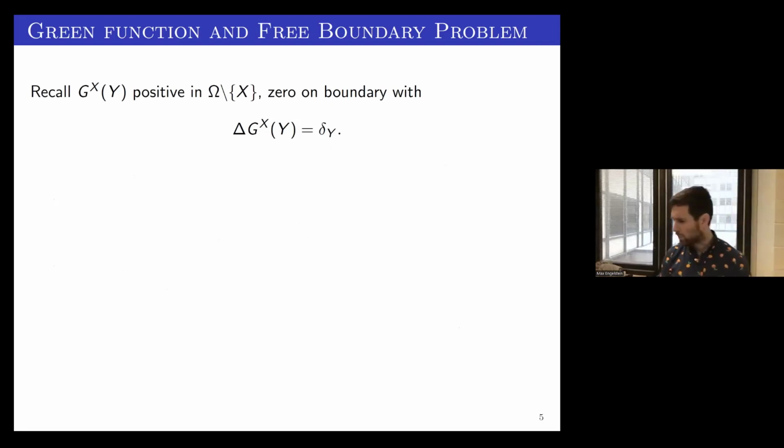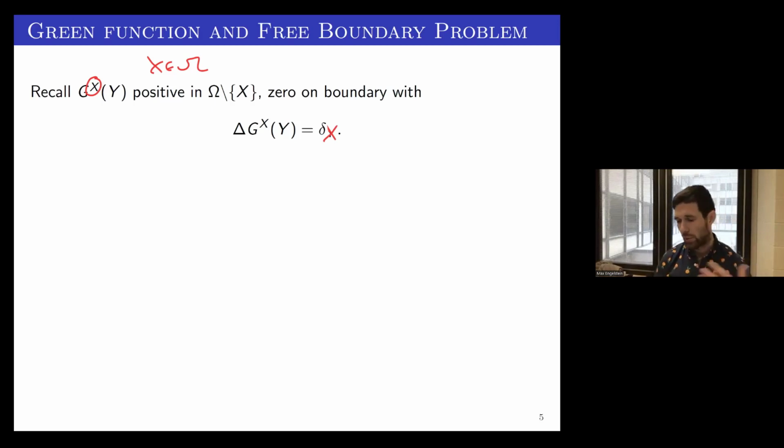And I'm sort of speeding through things, so hopefully I'll slow down. Perhaps you remember that for every domain, which is nice enough, there's something called a Green's function. So the Green's function has a pole at x in omega, and this Green's function is positive inside the domain. It's 0 on the boundary, and it's harmonic. Well, it's not quite harmonic, right? Its distributional Laplacian, that's a typo, is a Dirac delta mass at x, okay?